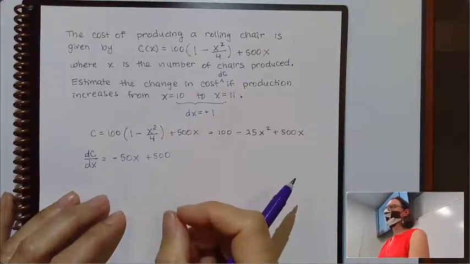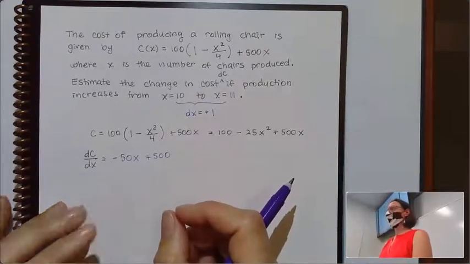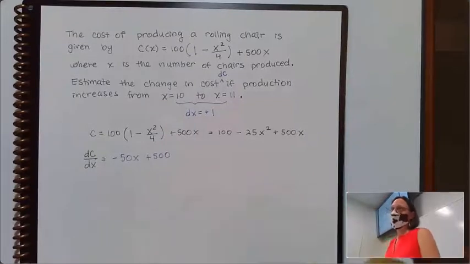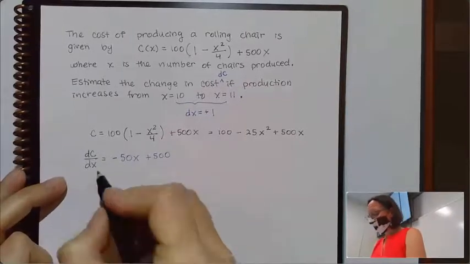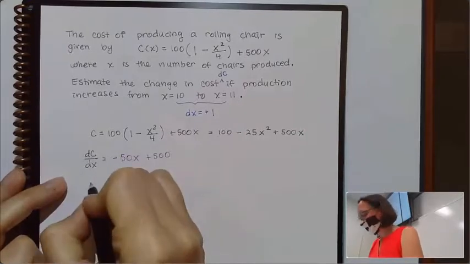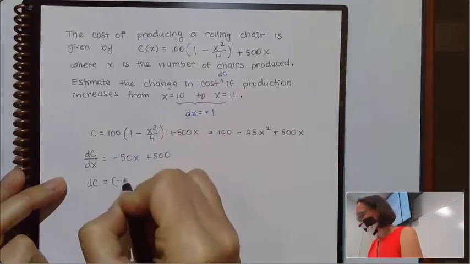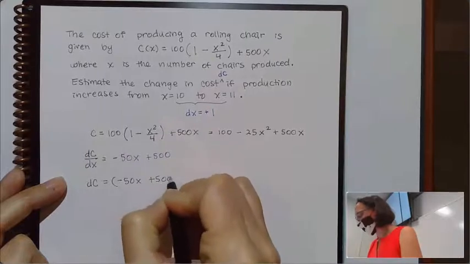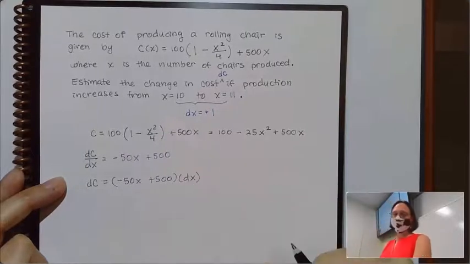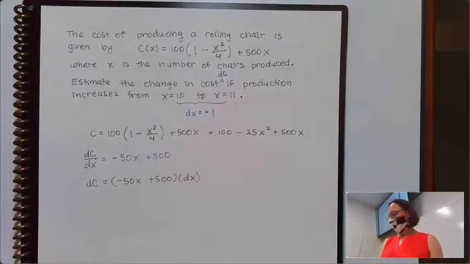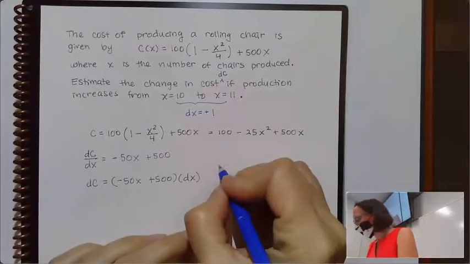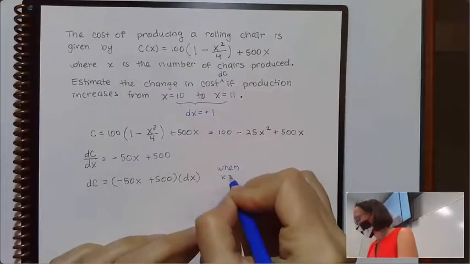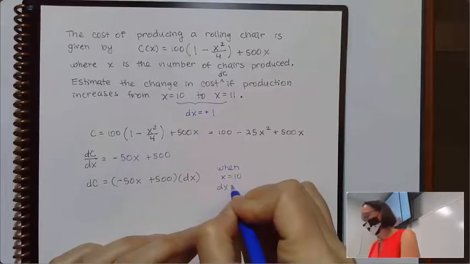Oh, that's really unfortunate. I just made the problem up. I didn't mean for it to be 0, but okay. I accidentally made up a thing and it's going to work out to be 0, whatever. So to estimate that change in C, or to get that dC by itself, I'm going to multiply both sides by dx. And then really, we're estimating this when x equals 10 and dx equals 1.